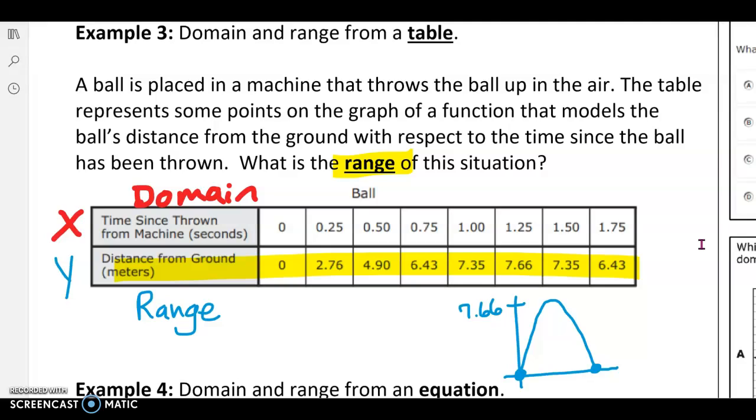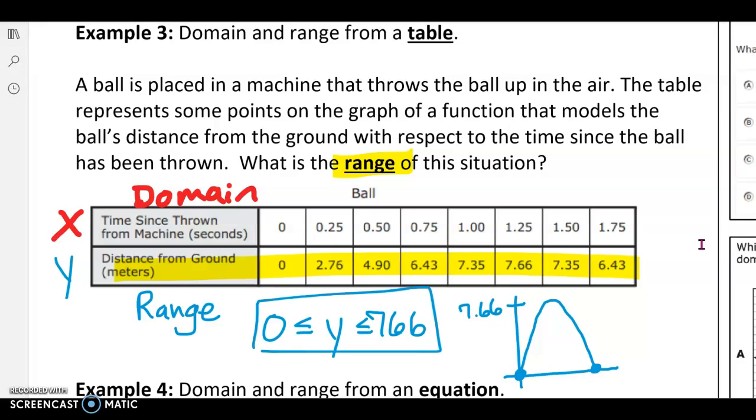So our range would be from 0, y goes in the middle, right? 0 feet all the way up to 7.66 meters, sorry, not feet. And they are included, so it's less than or equal to. Not 766, sorry, 7.66. That is our range of this ball. The lowest it's going to go is stay on the ground, 0 meters, but it does reach a height of 7.66. And remember, this point right here is the vertex. That is a maximum. It's the highest it goes.